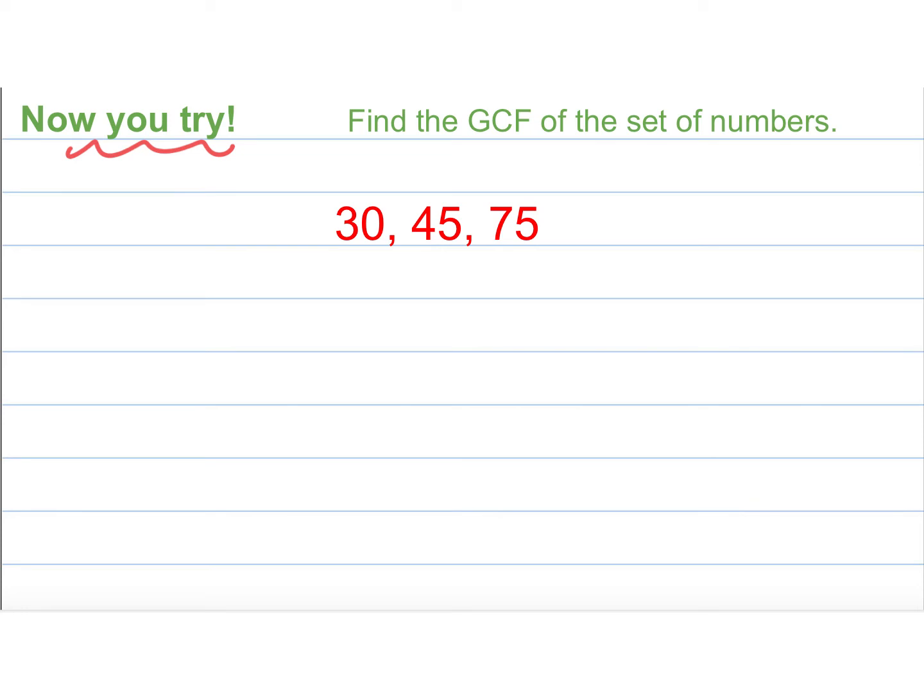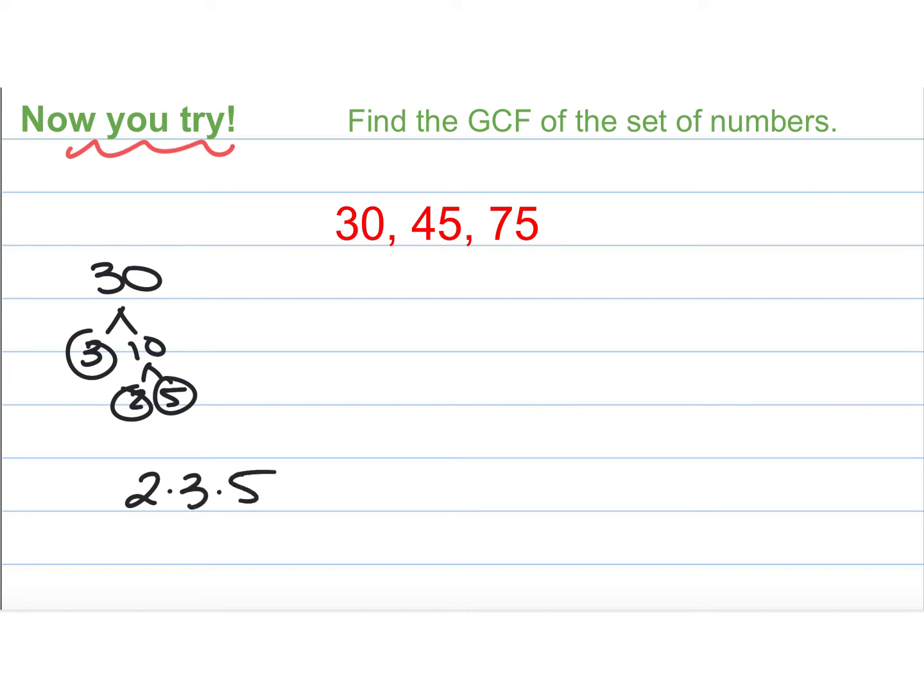On this one, I'm going to start with the prime factorization. So I'm going to make a factor tree for each of these. 3 and 10 are factors. And then I'm going to list them below and stack them up. So 2 times 3 times 5 were my factors for 30.